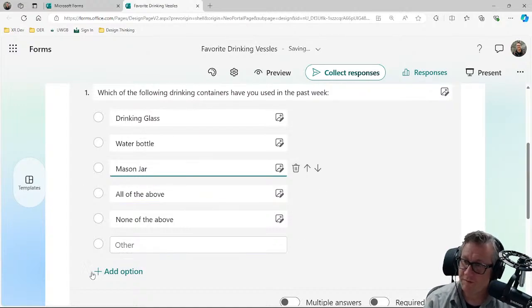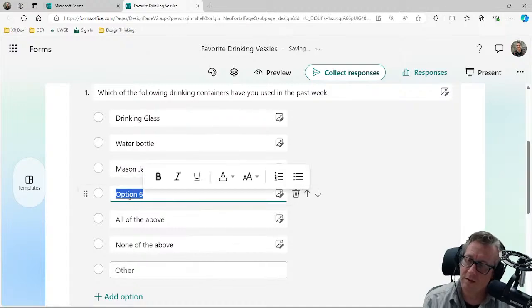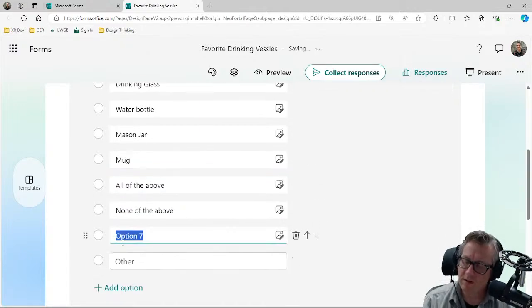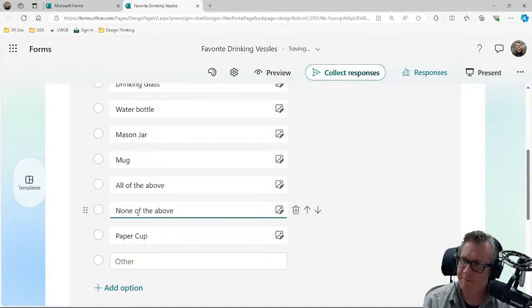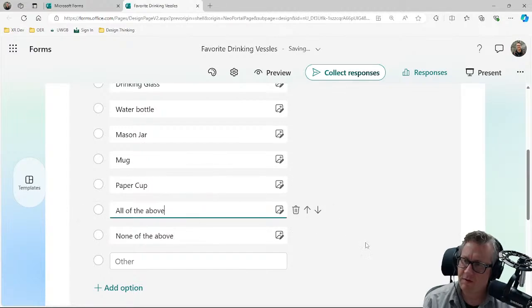Those were popular there for a little while. Let's do coffee mug, or let's do mug. Let's see what else. Let's do paper cup. And we'll leave it at that. Okay, we'll move these down here. None of the above, all of the above, and other.